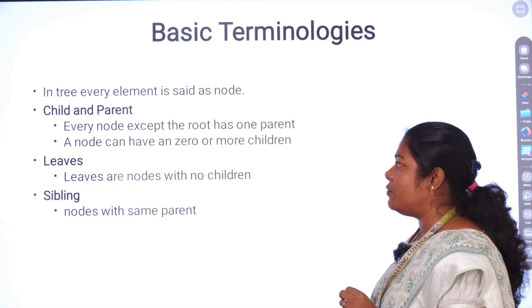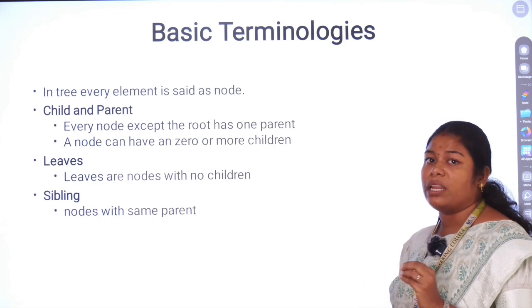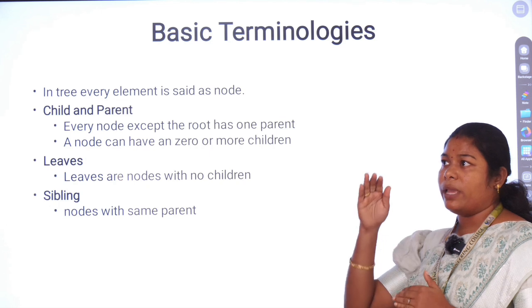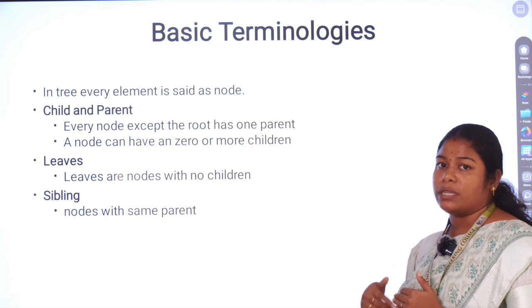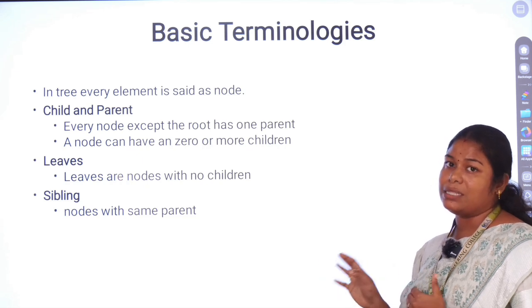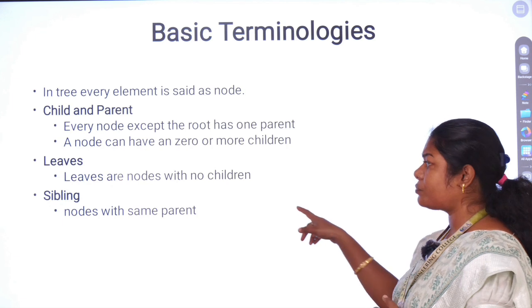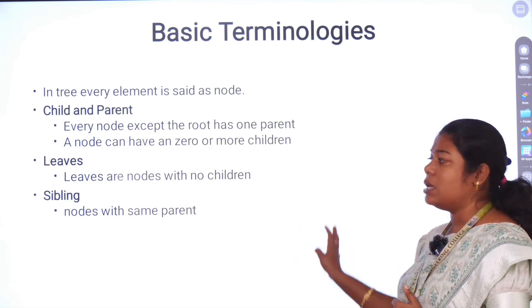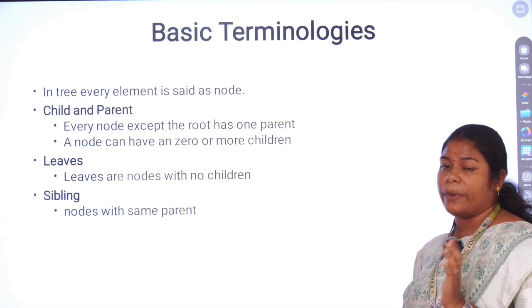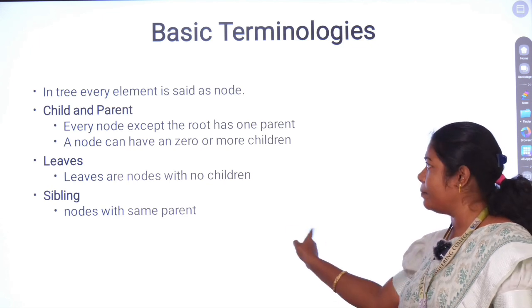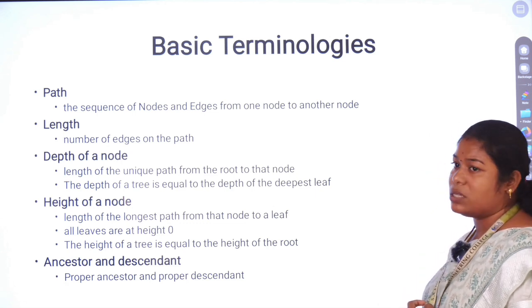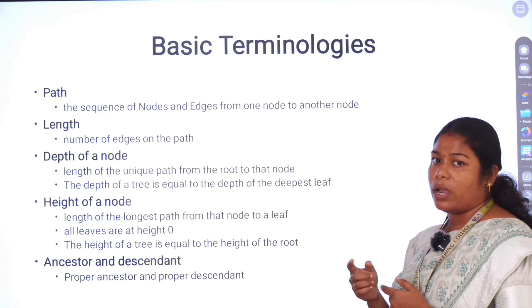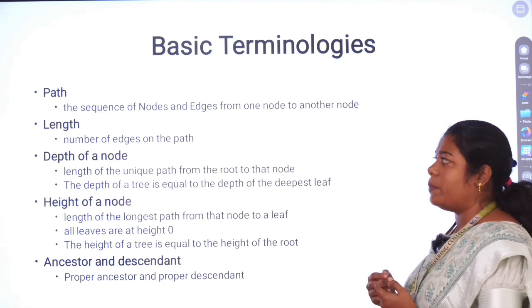Next, what is a leaf? Leaves are nodes without any children. There will be a parent node followed by a child node, and if there are no further children, then those nodes are called leaf nodes. Next one is sibling nodes. Sibling nodes are nodes whose parents are the same. What is a path? A path is the sequence of nodes or edges from one node to another.